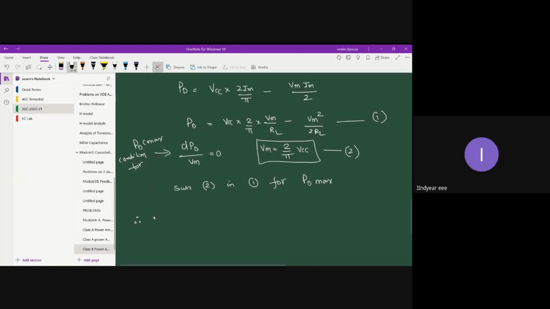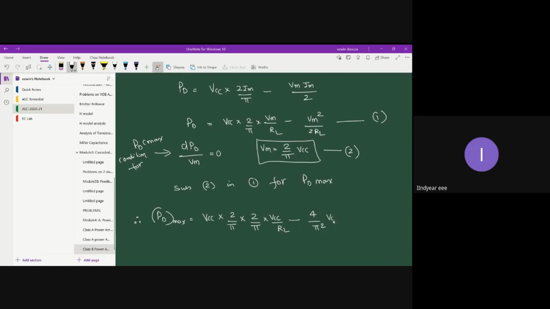Therefore, PD maximum is equal to VCC into 2 by pi into Vm. But what is Vm? Vm is to be replaced with equation 2. Vm is 2 by pi into VCC. So it is 2 by pi into VCC divided by RL, minus Vm square. What is Vm square? 4 by pi square, right?